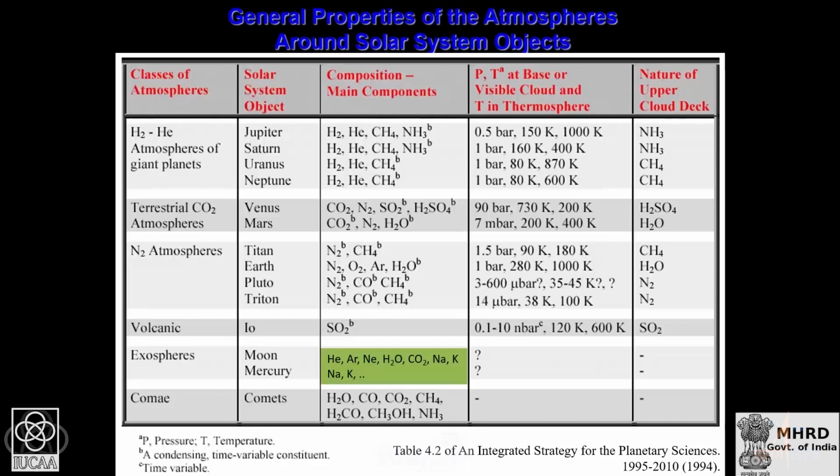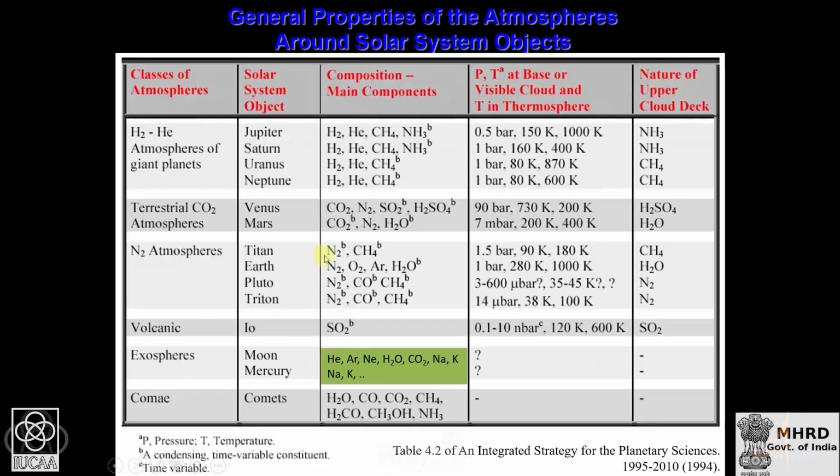The first one is the outer planets, which we call giant planets, and which are dominated by hydrogen and helium. So, Jupiter, Saturn, Uranus and Neptune have a similar composition dominated by hydrogen and helium, but they do have a significant amount of methane and ammonia. The second one is, of course, the terrestrial planets Venus and Mars, dominated by CO2, but the second dominant gas is N2. Then we have N2 dominant atmospheres like Titan, Earth, Pluto and Triton.